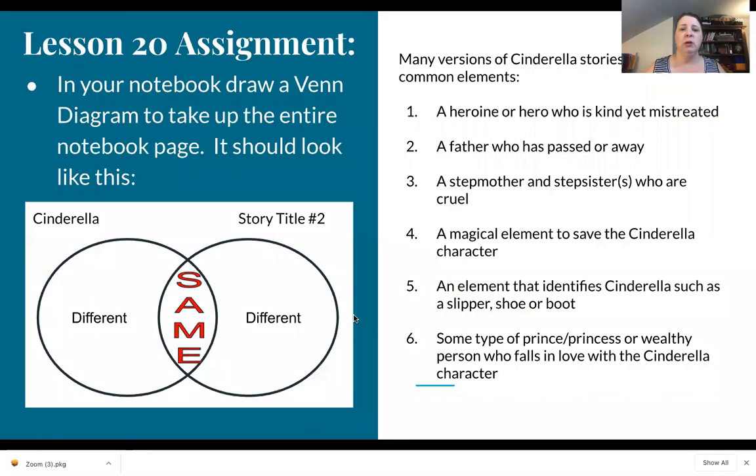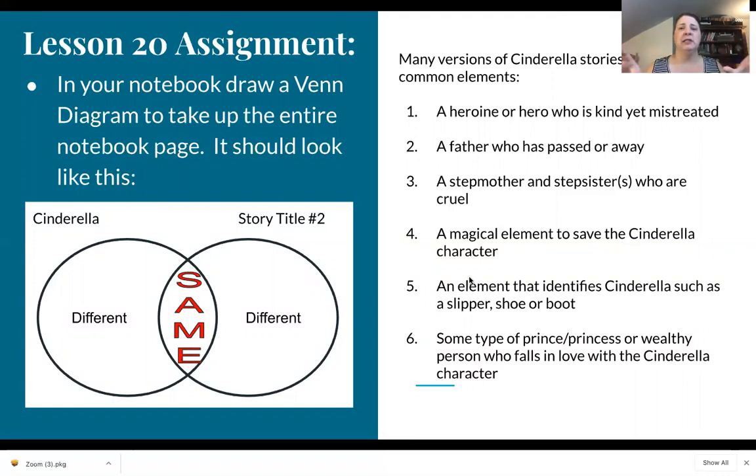All right, so what does that Venn diagram look like? Well, Cinderella's on one side. The story that you pick is on the other side of the Venn diagram. You're citing the differences, and remember, everything that they have in common is what's in the middle. All right, and just what's written on this right-hand side of the screen are things that are very common to Cinderella stories. So that's the thread that ties them together. So whatever is on this page right here, those are the kind of things that's probably going to make it to the middle, the things that are the same.